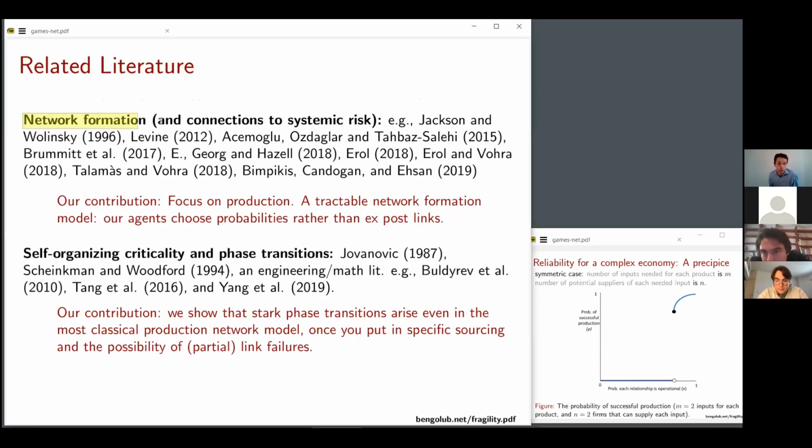Now, finally, maybe closer to the interests of this audience, there's a huge literature on network formation and connections to systemic risk. Motivated by the last crisis, a lot of literature is focused on risk in the financial economy and formation of financial networks. We focus on the real economy, and fragility in that seems to be something that's going to become very important, thanks to this crisis. And finally, there are literatures in engineering and math which have some phase transitions, and we're happy to talk more about exactly how we fit into that. But basically, our contribution is that even in the simplest economic models, you see these stark discontinuities which haven't been really appreciated when it comes to basic production network economics.